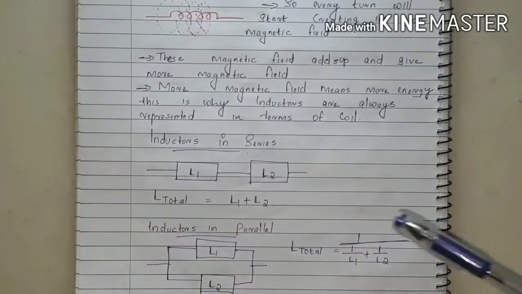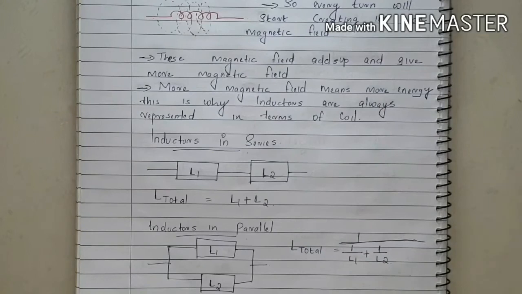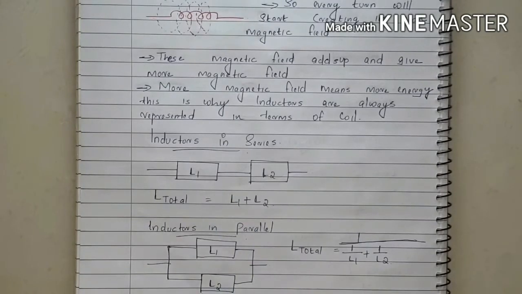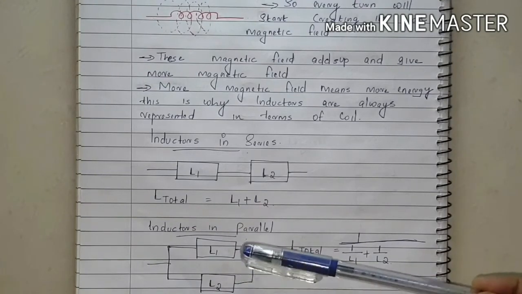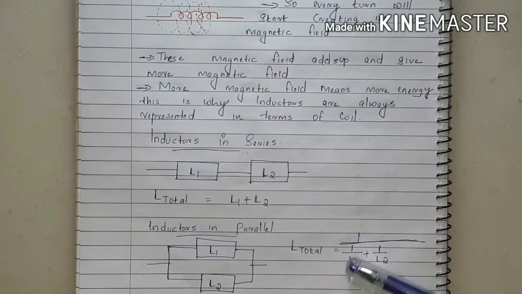Our next topic is inductors in series as well as parallel combination. Consider L1, L2 as inductors connected in series, same as that of resistors. Total inductance becomes L1 plus L2. If they are connected in parallel, L total becomes 1 divided by 1 by L1 plus 1 by L2.